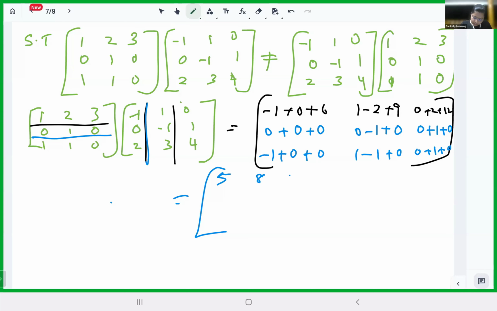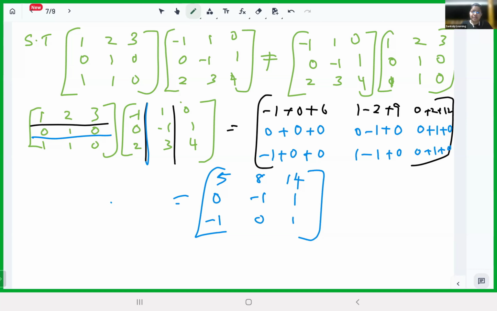Now 2 plus 12 is 14. Then this one is 0. This is minus 1. This is 1. Then this one is minus 1. 1 minus 1 is 0. Then 1. So what is our matrix? 5, 8, 14, 0, minus 1, 1, minus 1, 0 and 1.